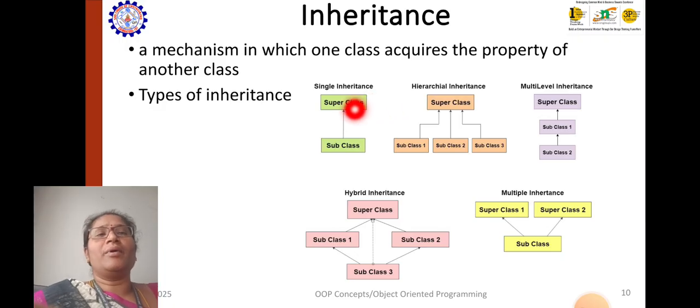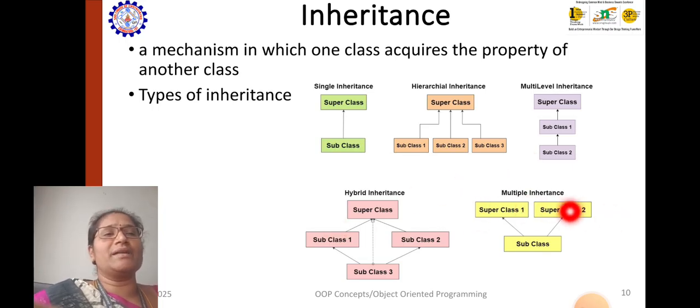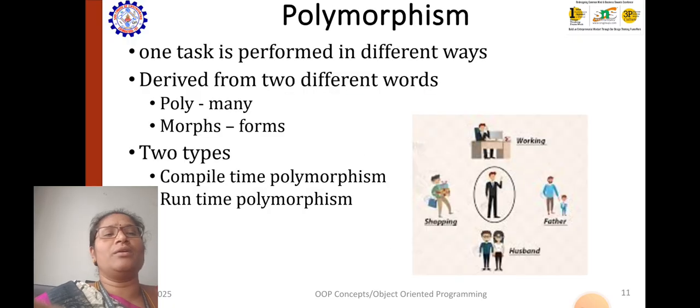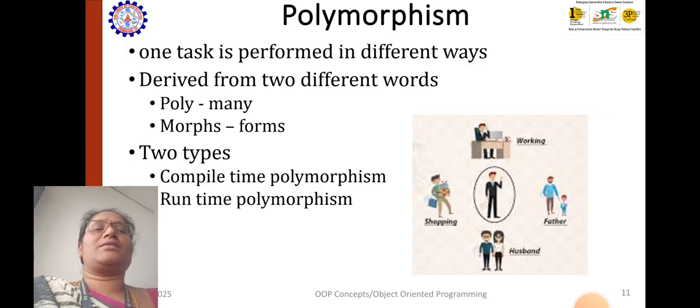In single inheritance, there is only one base class and one subclass. In hierarchical inheritance, there is one base class and multiple derived classes. In multiple inheritance, there are multiple base classes and only one derived class. In hybrid inheritance, we have one base class, from which we derive two new classes, and from those two derived classes we can derive another class also. We will discuss this in depth in further videos.